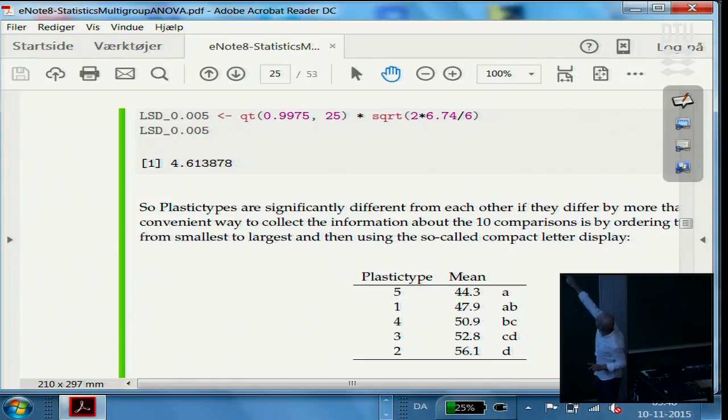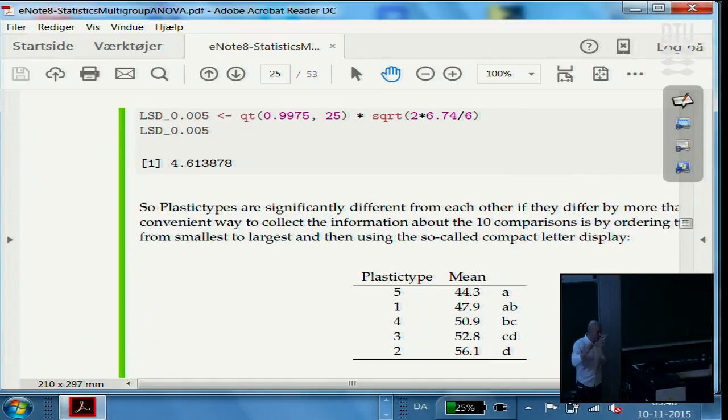We order the means from smallest to largest to tell the story about the 5 groups, right? Plastic type 5, lowest strength. Plastic type 2, highest strength. I take my measuring stick of 4.61 and I compare the means by the 4.61. Would 5 and 1 be significantly different from each other? Do they differ by more than 4.6? No, they are not significantly different.